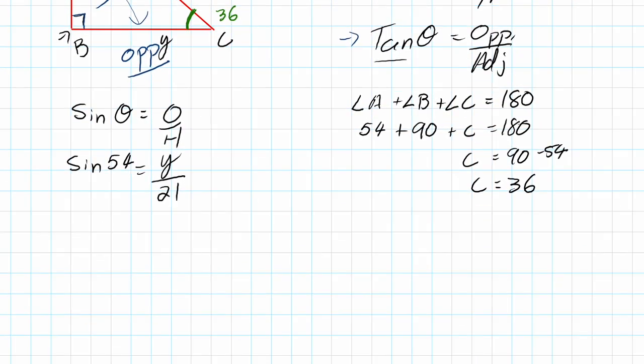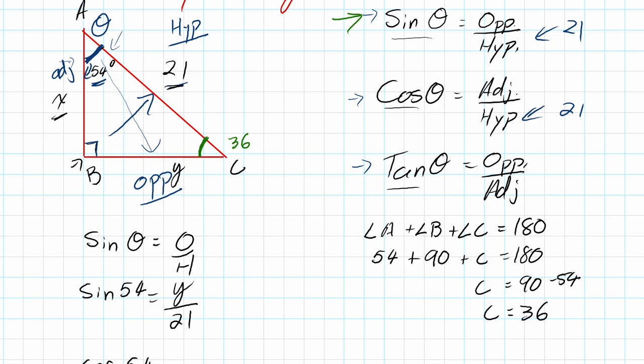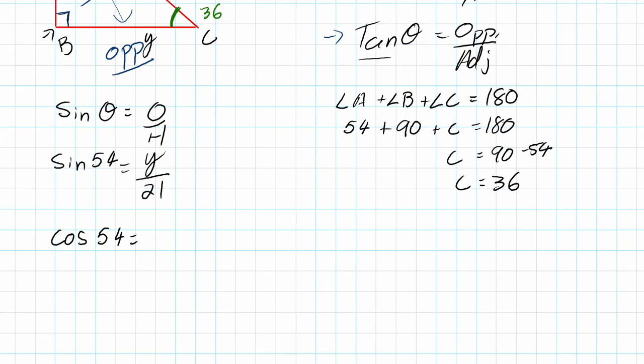I'm going to set up all three here. Okay? Cos 54 is equal to adjacent. Well, the adjacent side is what they had called x, over the hypotenuse, which was 21. And then we have tan 54, which is equal to the opposite, and the opposite in our case was y over x.